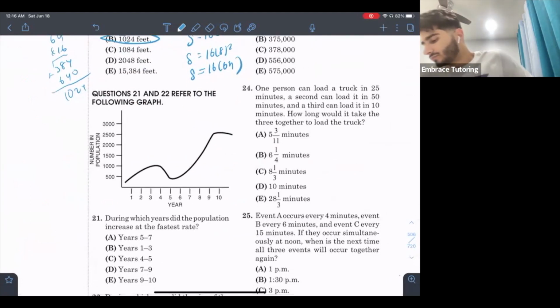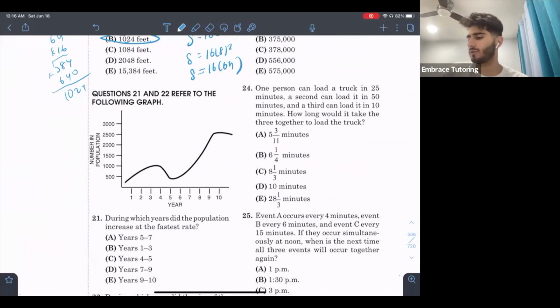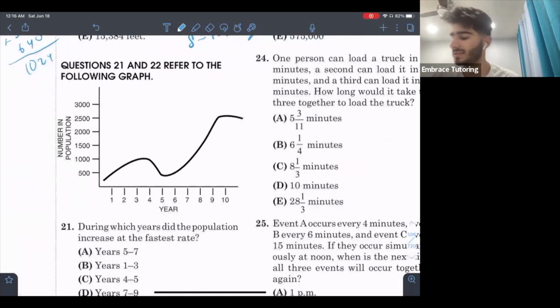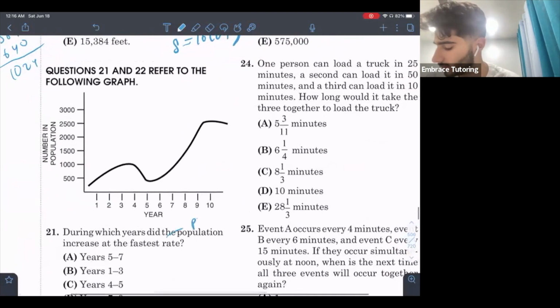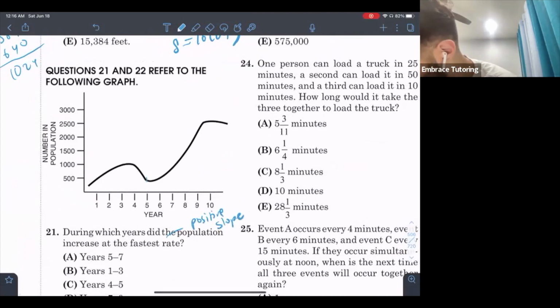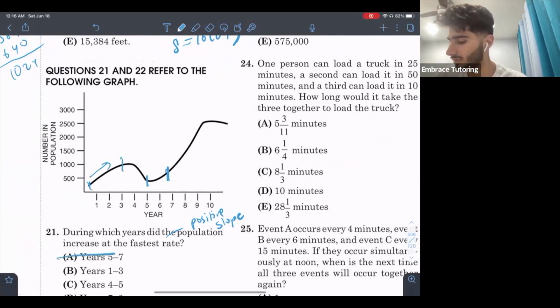Question 21 and 22 refer to the following graph. During which years did the population increase at the fastest rate? So fastest rate means the highest rate of positive slope. So you would have fastest rate 5 to 7. 5 to 7 is pretty good. 1 to 3 is also pretty high. I would say that's the highest because it was fastest. So 5 to 7 is most.